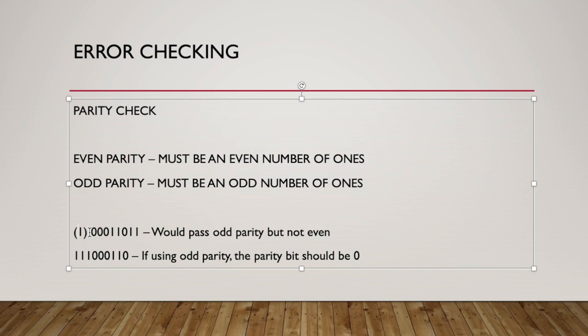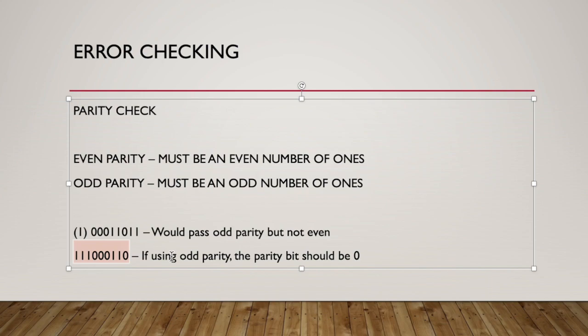So parity checking, that's something you need to know as well. And you need to be able to answer the questions of, would this pass even parity or odd parity? And suggest what the parity bit should be. Okay? So let's say they gave you this, and they said, with odd parity, what should the parity bit be? Well, we count the number of ones.